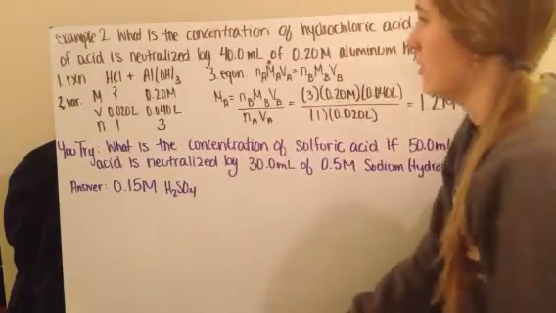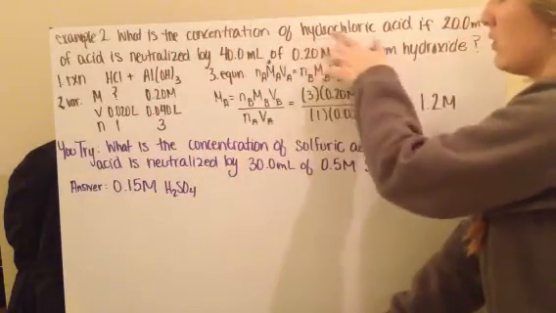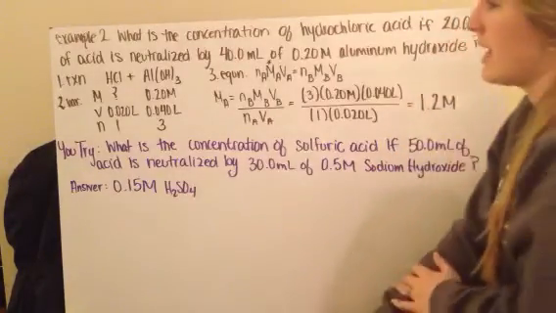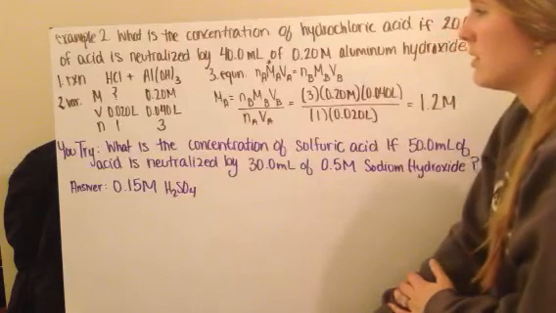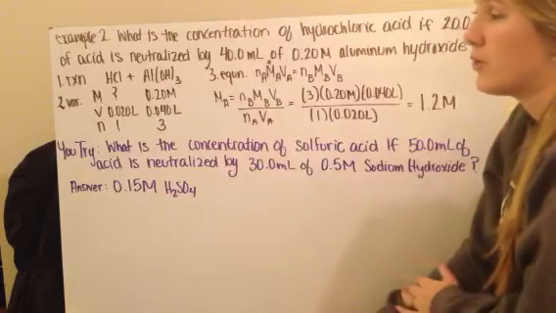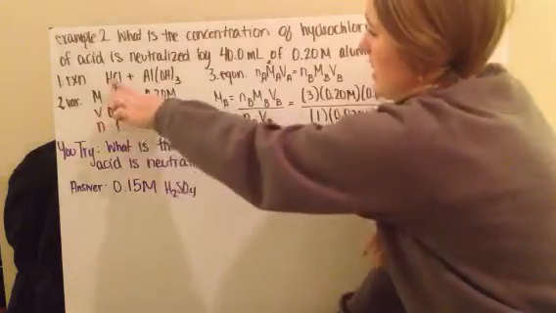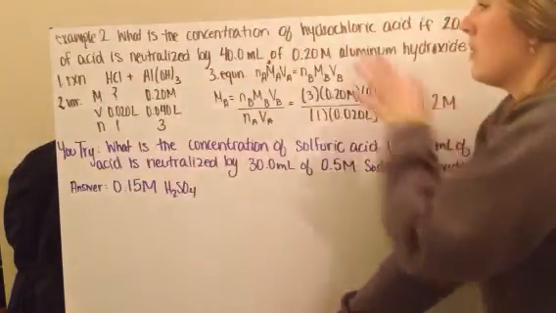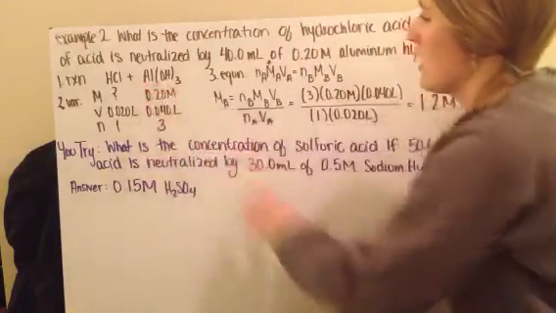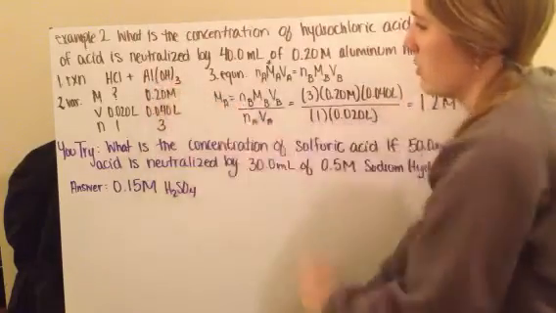Here's a second example. What is the concentration of hydrochloric acid, hydro in front, so that tells us what the acid is going to look like, if we have 20 milliliters of acid being neutralized by 40 milliliters of 0.20 molar aluminum hydroxide? So first we go ahead and write down our 2 reactants, our acid and our base. HCl is hydrochloric acid, because the hydro in front tells us we cannot have an oxygen present. Aluminum hydroxide, aluminum has that +3 charge, so we have Al(OH)3.